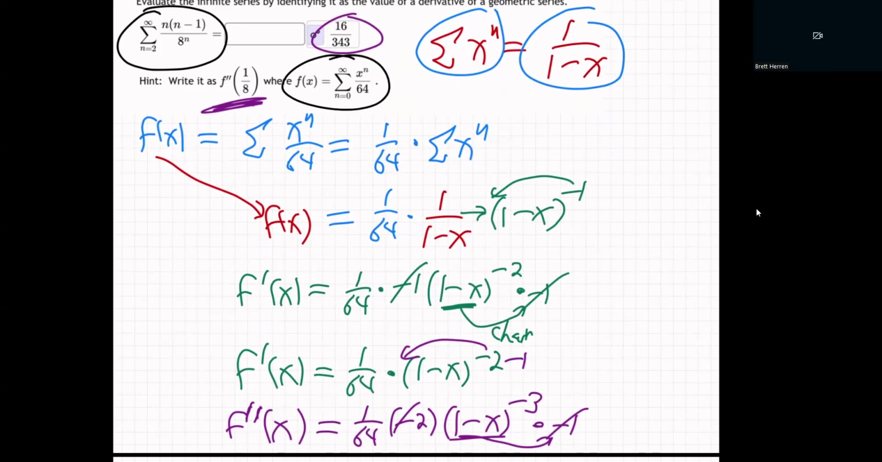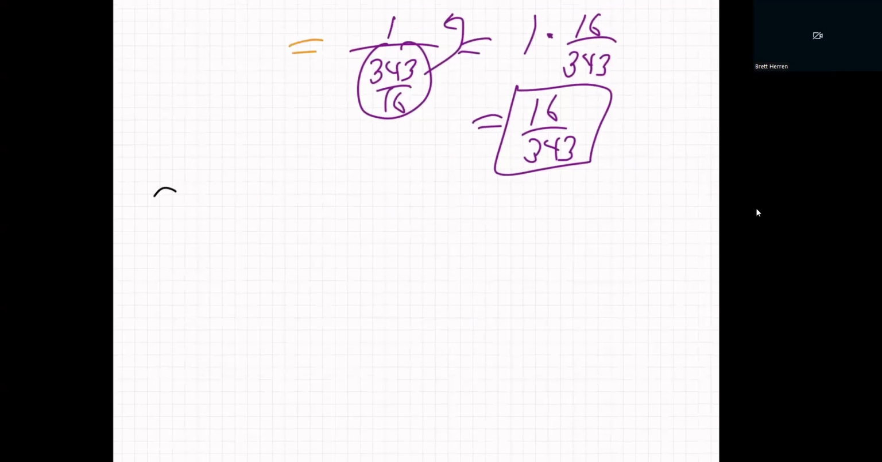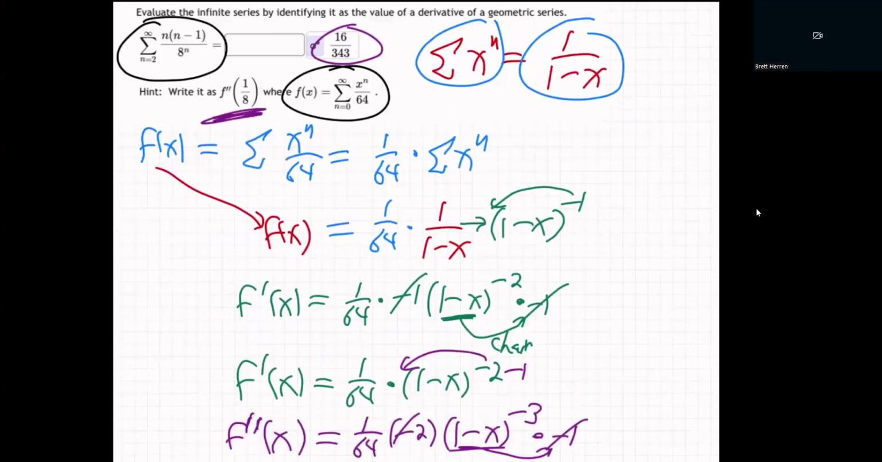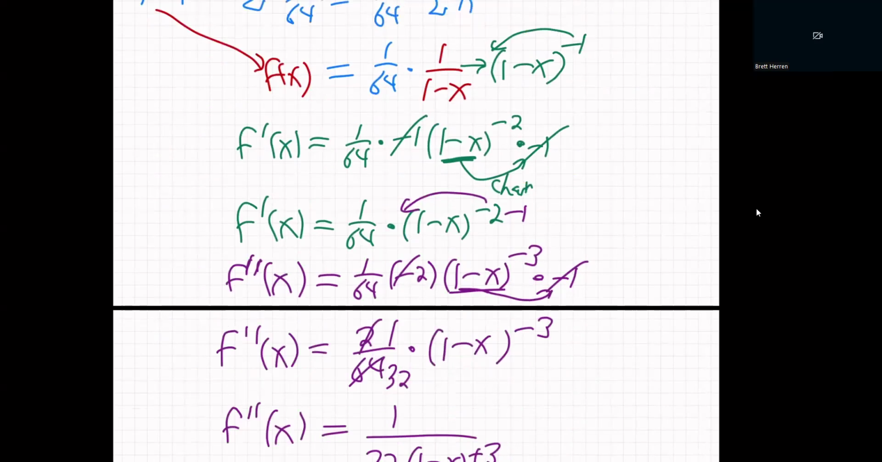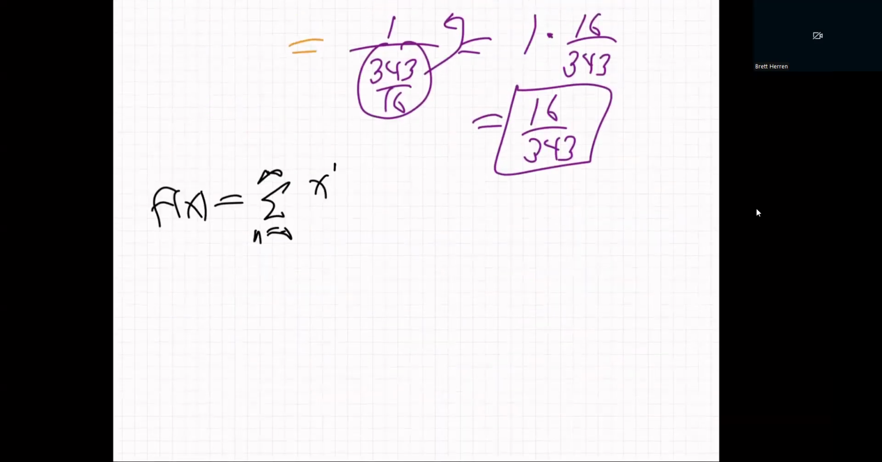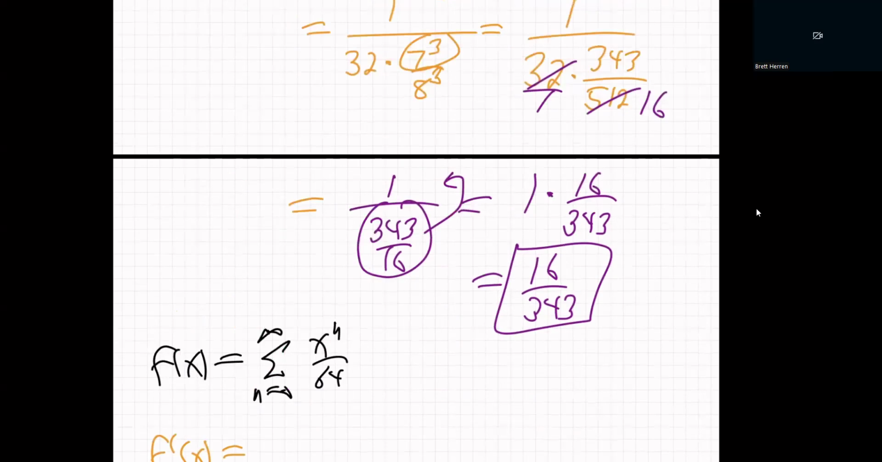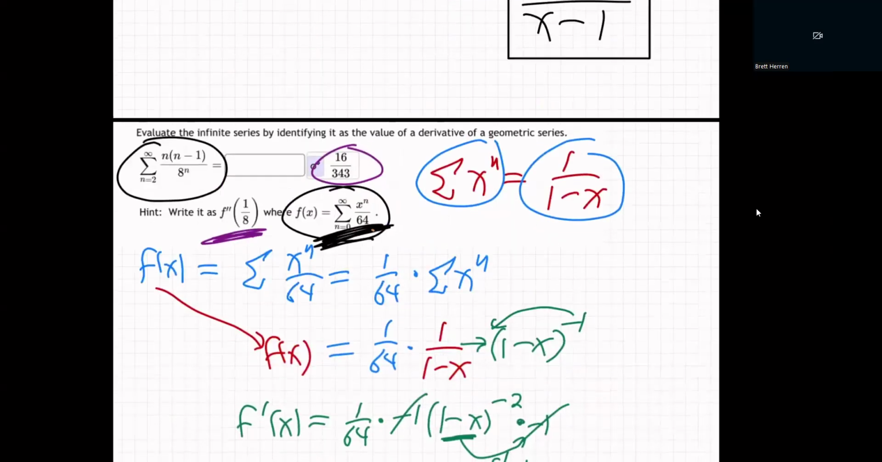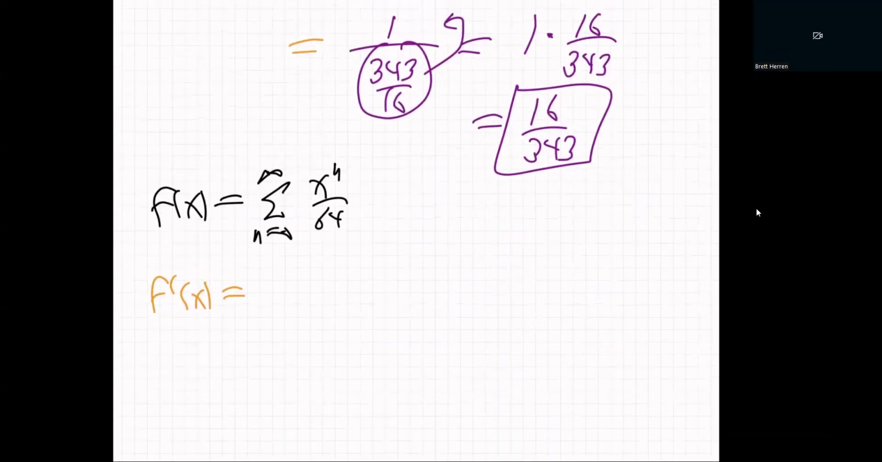Let me start with this. F of x is the sum, x to the n over 64. Remember, f of x is a sum from n equals 0 to infinity of x to the n over 64. Why take the derivative? Let's take some derivatives of the formula and show it's true. I'm going to take two derivatives and plug in 1/8, and I'm going to show you that it gives me that formula, which means it's right. So let's do it. First derivative of that formula.